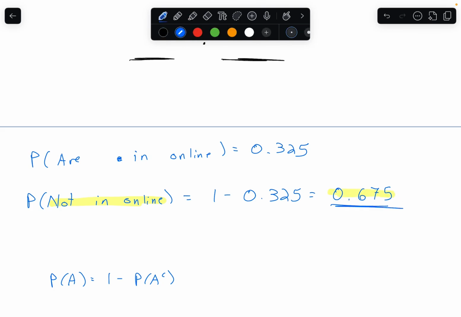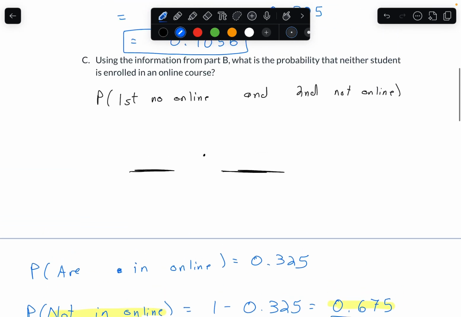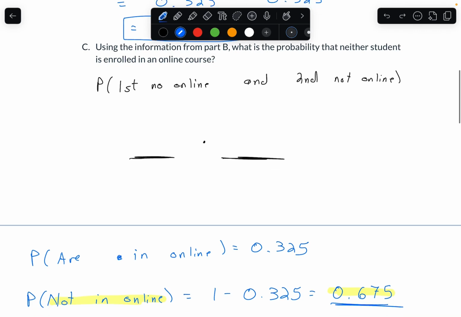So returning then to our problem, the probability that the first is not in an online course, we just said that was 0.675. And the probability that the second is not in an online course is also 0.675. I'm going to go ahead and multiply those two together. So 0.675 times 0.675 ends up as 0.4556 if I round to 4 decimal places.